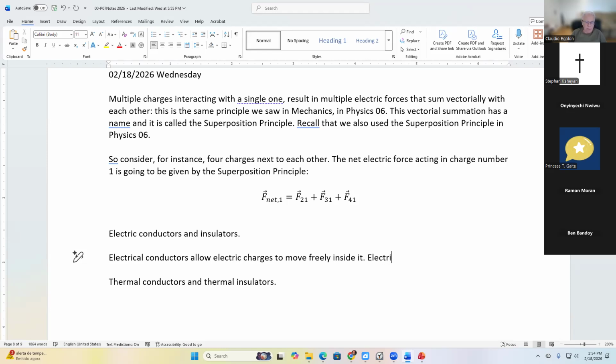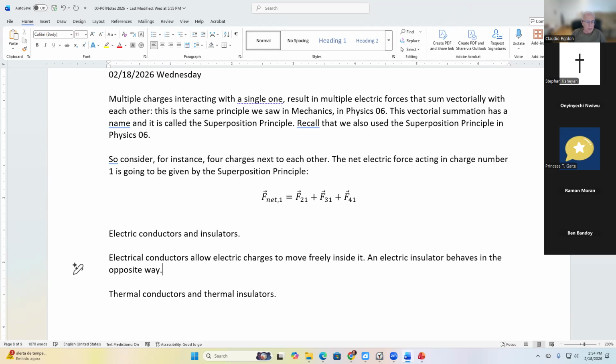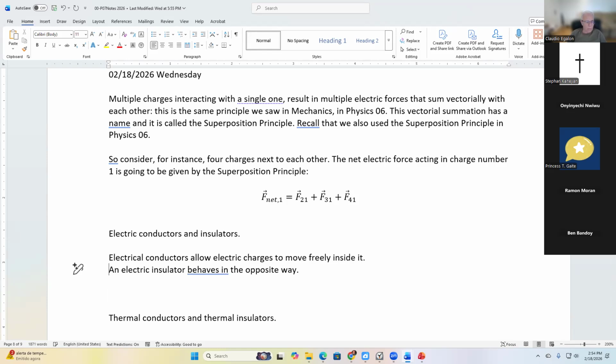Electrical insulators are the opposite. An electrical insulator behaves in the opposite way, right? Just think about the wiring at home.